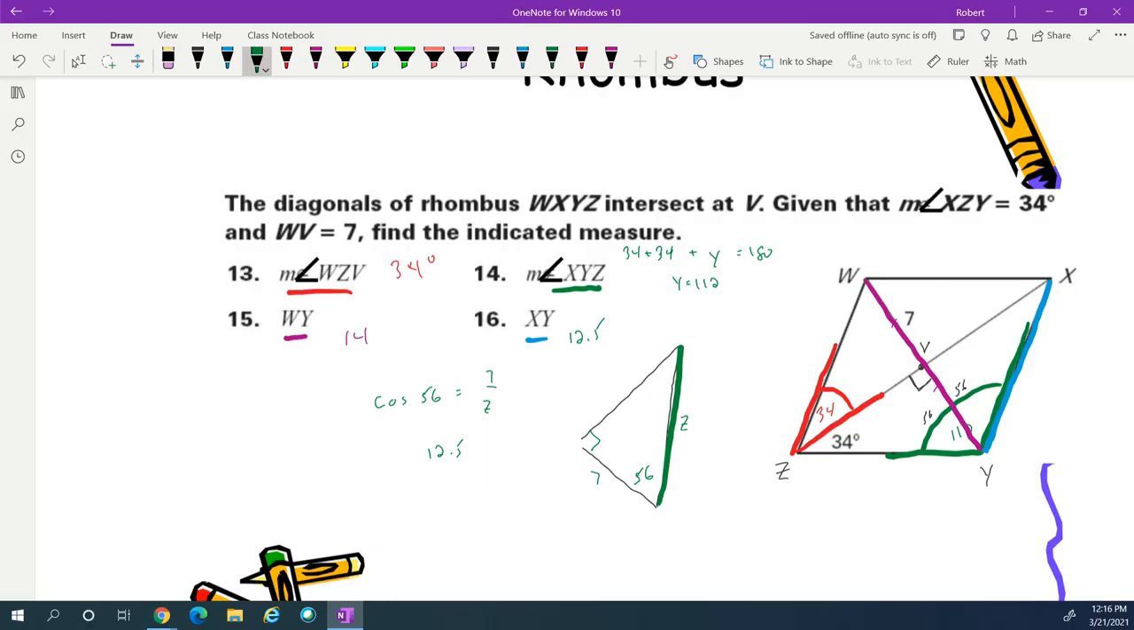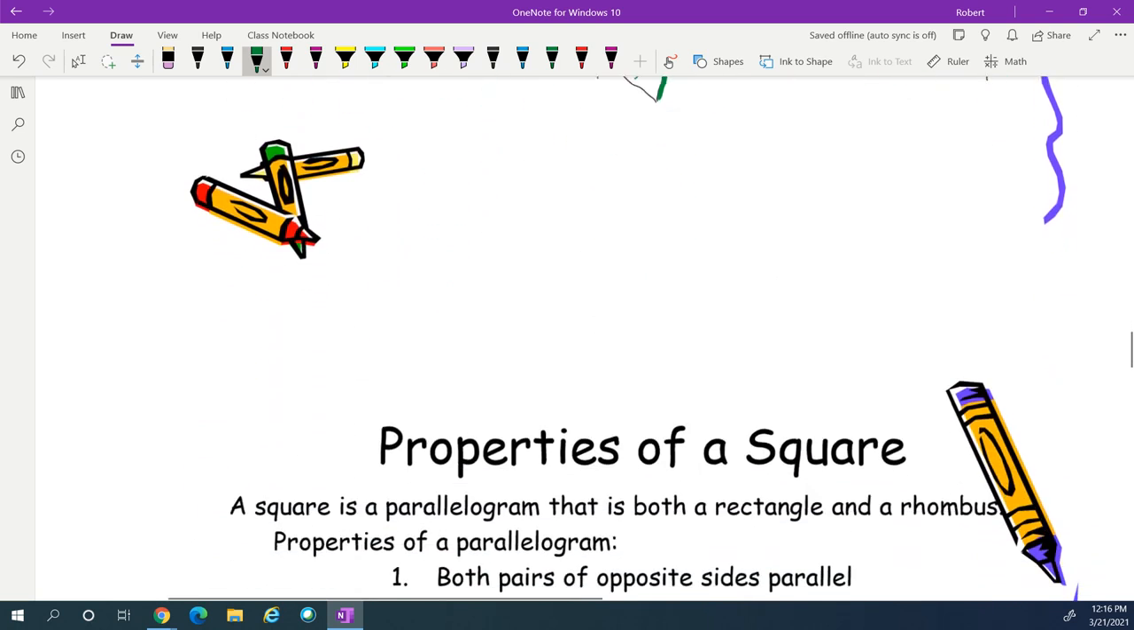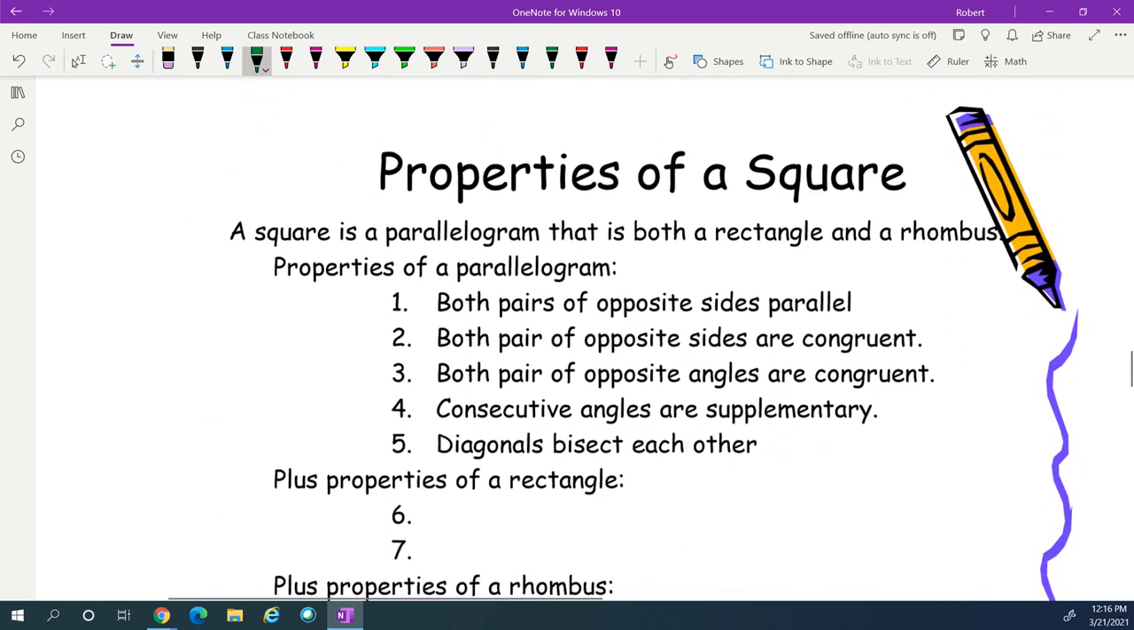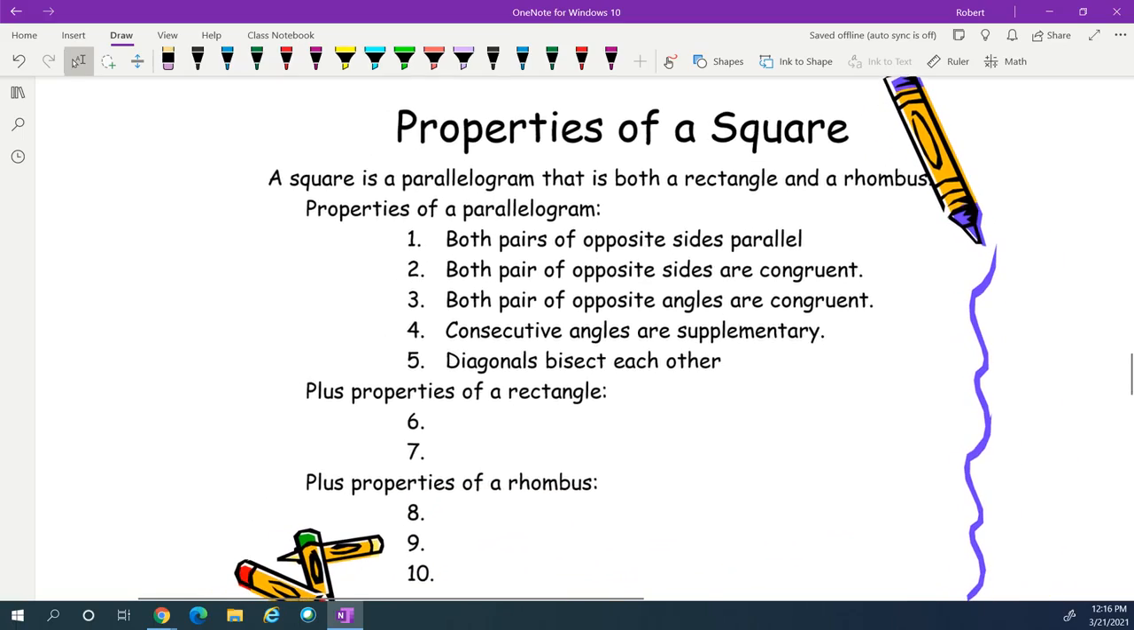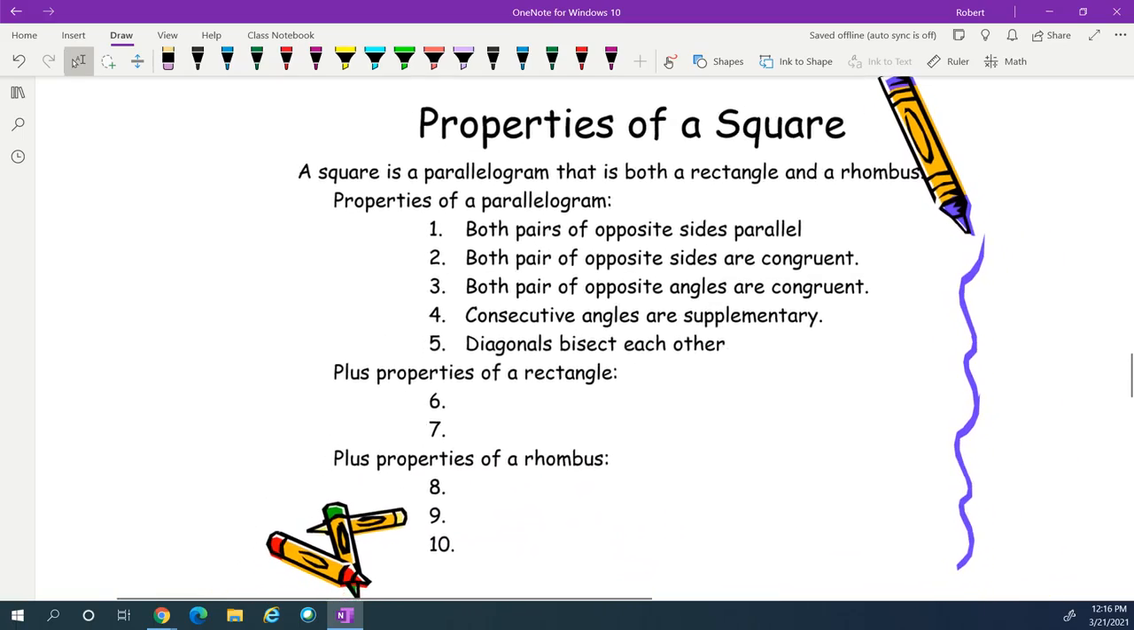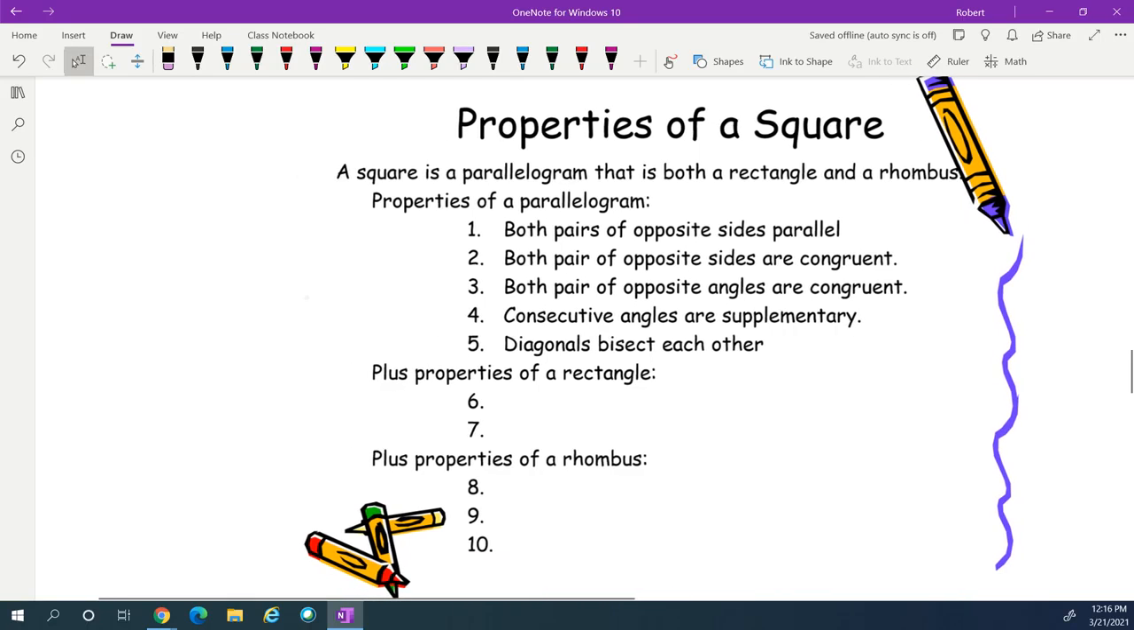So now that we have right triangles, because the diagonals are perpendicular, we want to recall things like the Pythagorean theorem and trigonometry. Since we learned all of our properties of parallelograms, rectangles, and rhombus, we're going to bring them all together to form our square. So we can see our one screen here showing all the properties of a square.